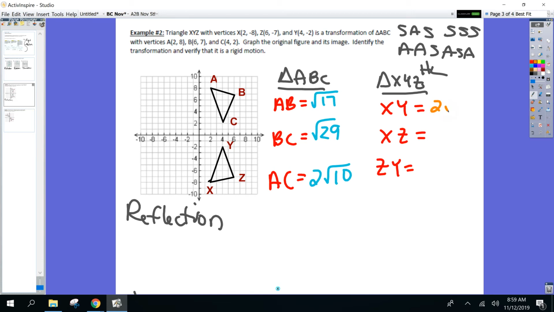There we go. There's 1 pair congruent to each other. How about the XZ group? There's another matching pair. And let's really confirm this is a reflection. ZY, square root of 29. Yes. Okay, last thing I need some conclusion statement that shows, yeah, this is a reflection. All right? Reflection. It is a rigid motion.